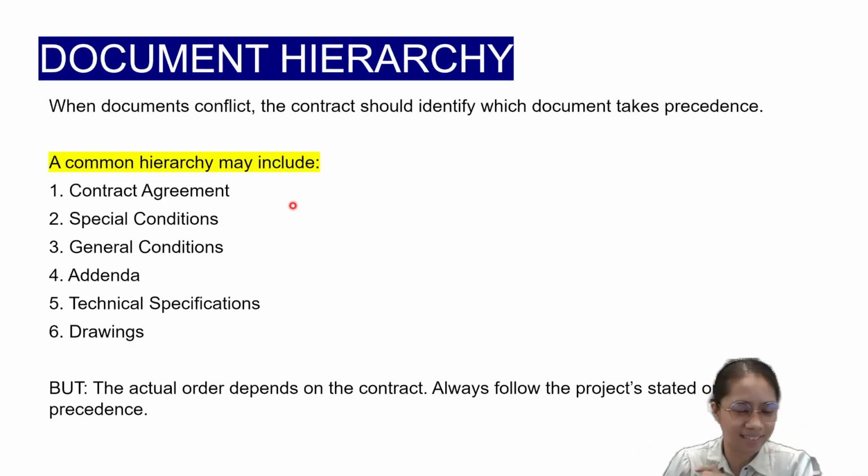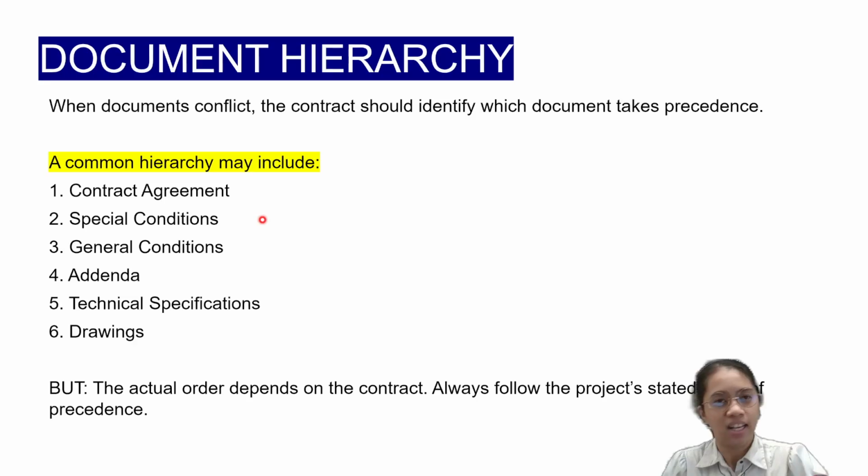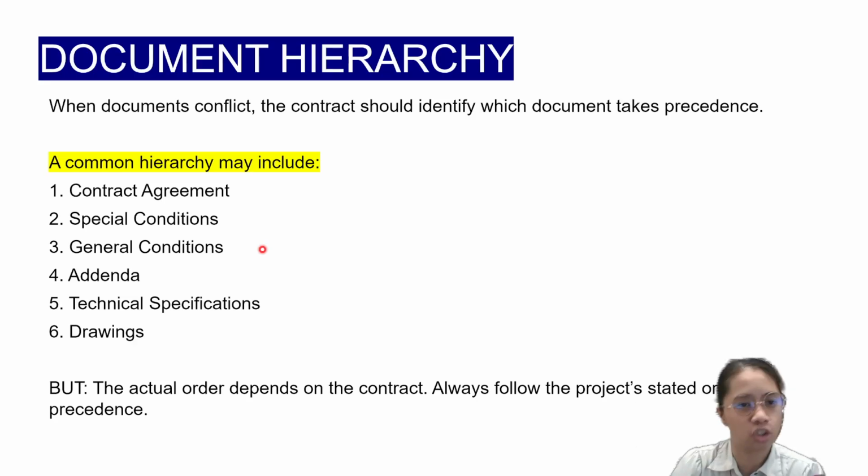Then the second in the hierarchy is the special conditions. The third is the general conditions. So that's why we need to specify well the special conditions of the contract that are specifically for the project, because this governs after the contract agreement. General conditions is the third one because the details are general, so that's why it's lower than the special conditions.